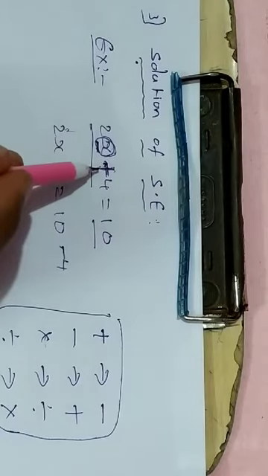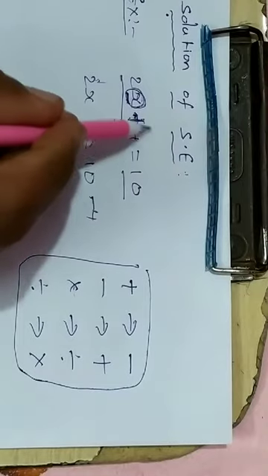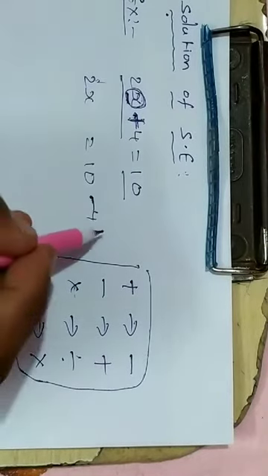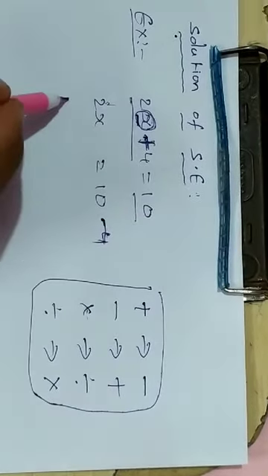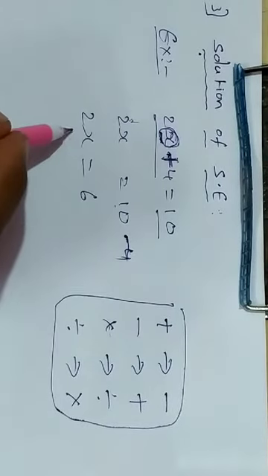Now plus 4 transfers from left to right. So after transferring, plus 4 will become minus 4. Okay, so 2x equal to 10 minus 4, 6. So here we want x only.